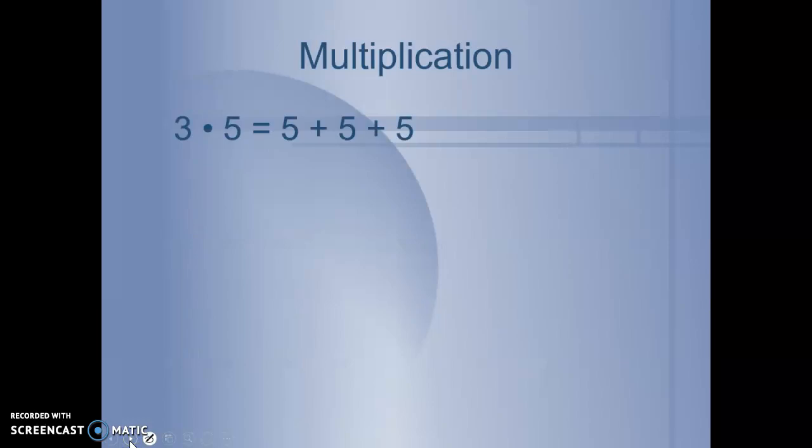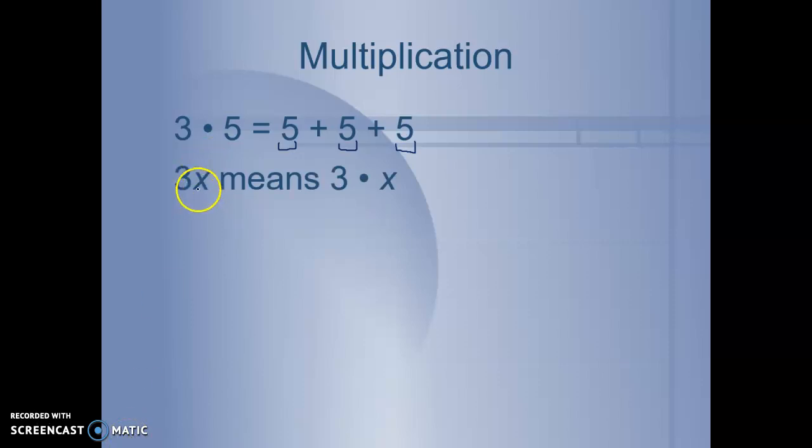When we speak of multiplication, we know that multiplication is just repeated addition. 3 times 5, or as I like to say, 3 groups of 5. Here's one group, here's one group, here's one group. We are combining equal groups, 3 equal groups of 5.